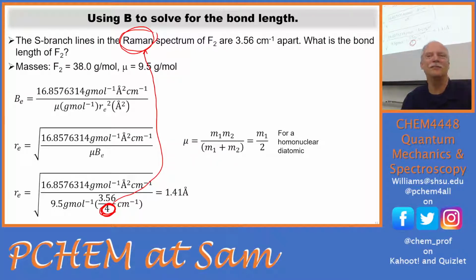You've got to know what kind of spectrum you're doing, because you'd never catch that error if you don't know what kind of spectra you're dealing with. And so we end up with 1.41 angstroms, so that's fantastic. Piece of cake calculation once you get B, and you can't get B without knowing the 2B or 4B thing in the Raman or IR.